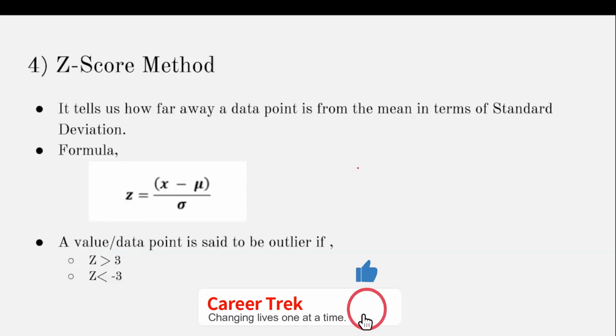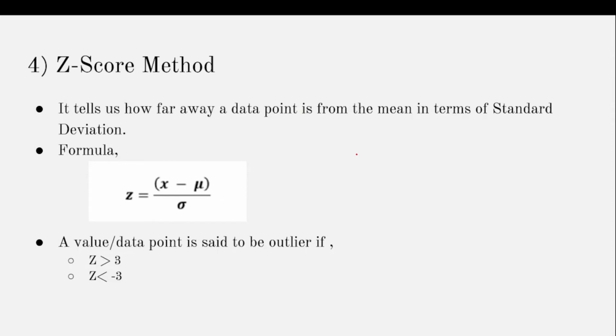Another method to find out if a data point is an outlier or not is by using the z-score. So z-score is a parameter which tells us how far away a data point is from the mean in terms of standard deviation.